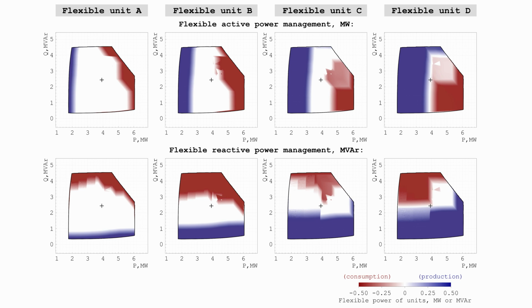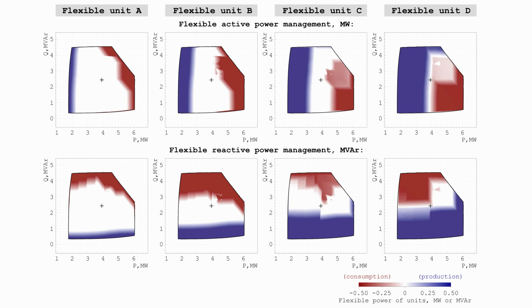Then, if we want to increase consumption of the network, let's say we want to increase active power consumption P, so we are moving to the right direction, we start activating units and they start consuming more flexible power. And we can see that these parts of the map of this flexibility area are highlighted in red color. The same thing happens if we want to decrease the aggregated power consumption of the network. We move to the left and we see that flexible units start producing flexible power, so they start generating flexibility, therefore reducing the overall power consumption of the network.